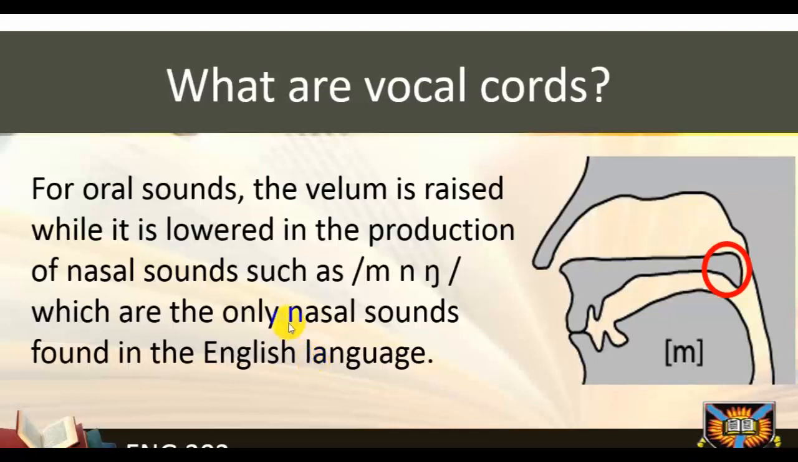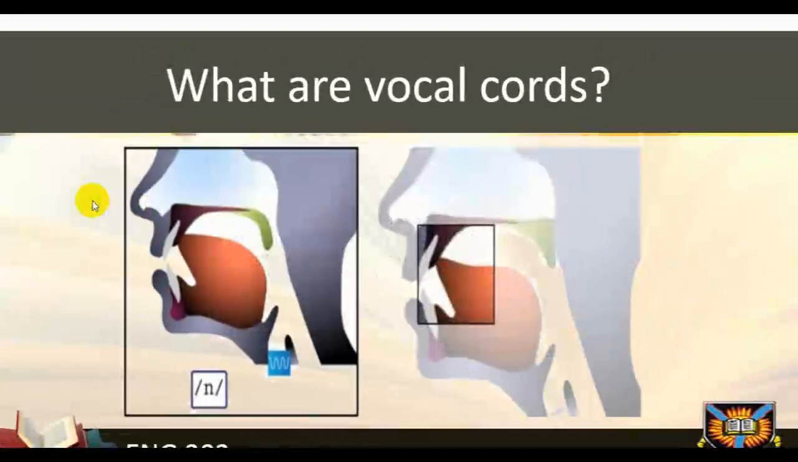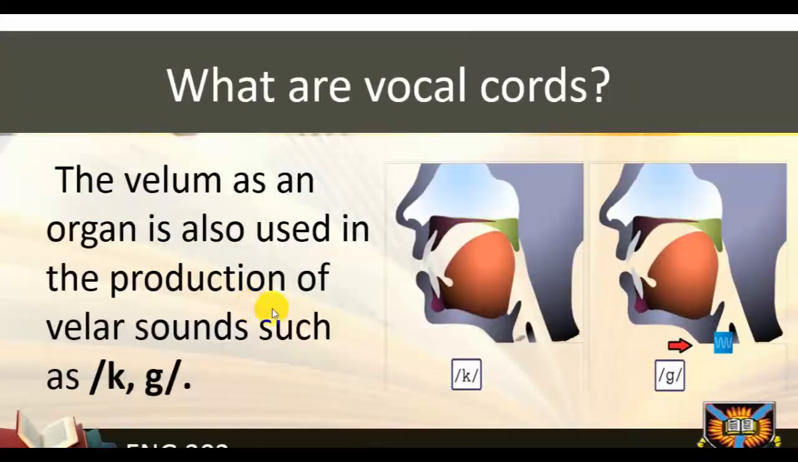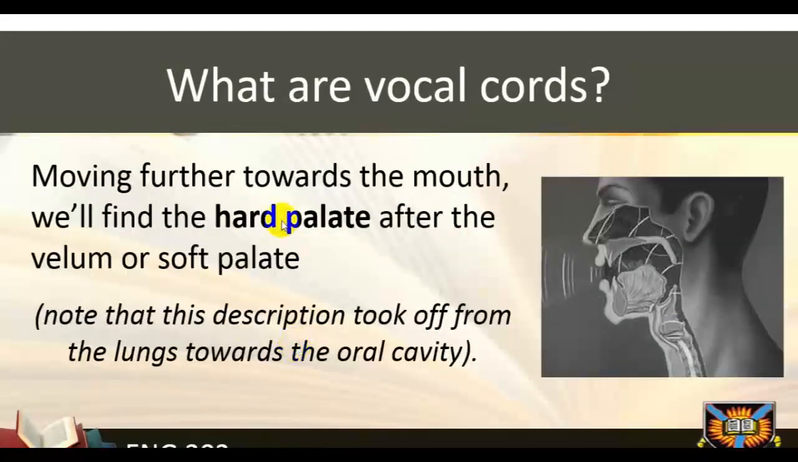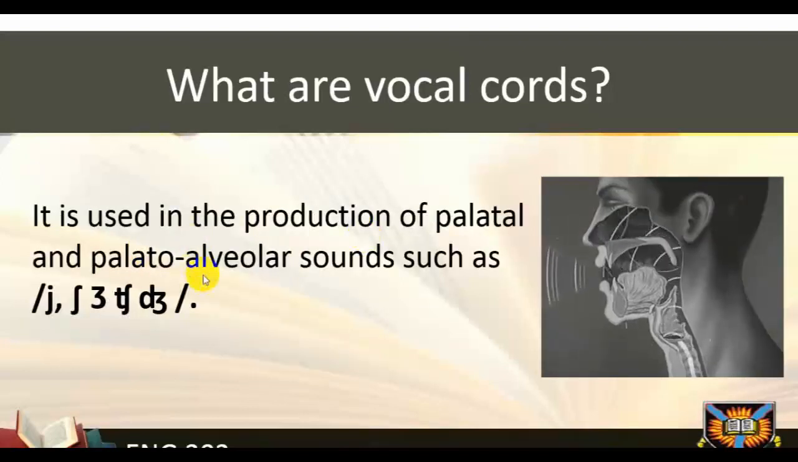The velum as an organ is also used in the production of velar sounds such as K, G. Moving further towards the mouth, we'll find the hard palate after the velum or soft palate. Note that this description took off from the lungs towards the oral cavity. It is used in the production of palatal and palato-alveolar sounds such as J, sh.